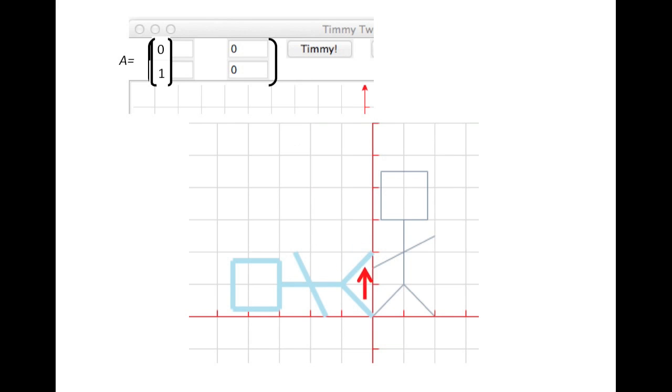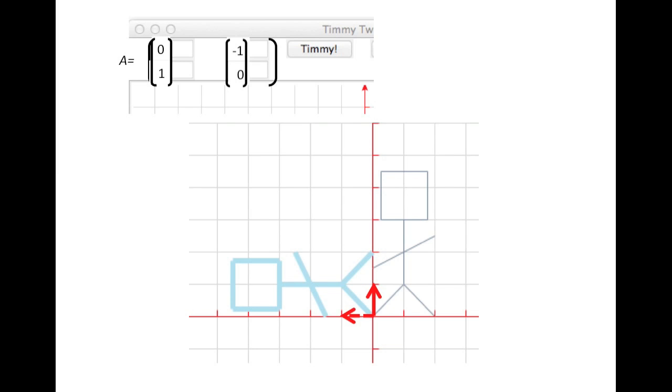Similarly, this is the second unit basis vector. If you just look at the picture, you see it gets transformed into the vector -1, 0. And we know that that should become the second column of matrix A.